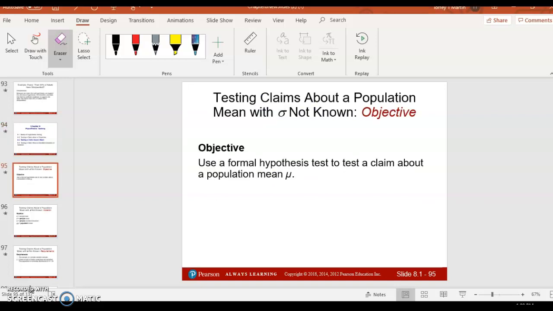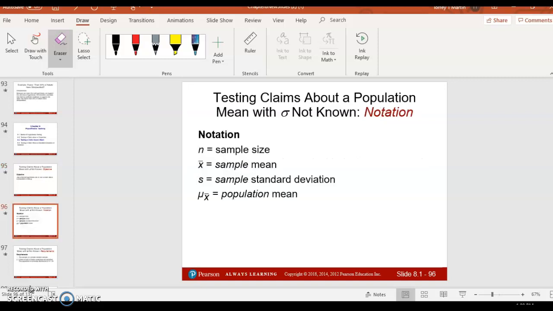The objective is to use a formal hypothesis test to test a claim about a population mean, mu. The notation that we're going to be using is n for sample size, x bar for the sample mean, s for sample standard deviation, and mu of x bar for the population mean. Remember, we use Greek notation for the population parameters.